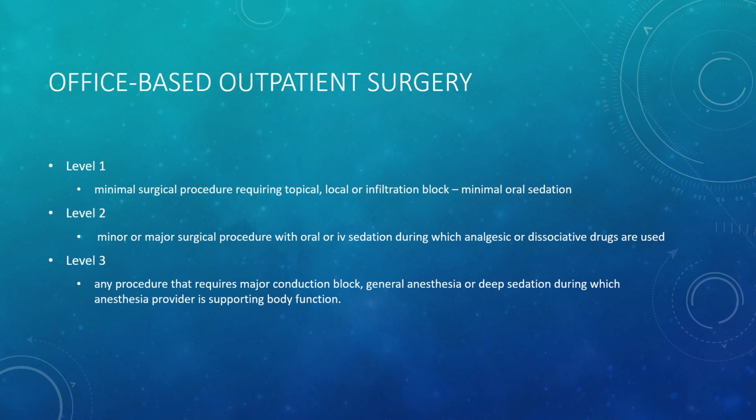A 2001 ASA analysis of the closed claims data bank showed that office-based surgery had a higher severity of injuries, and that was in the respiratory, cardiovascular, or equipment related. 46% of those closed claims were deemed preventable compared to 18% of ambulatory surgery claims.